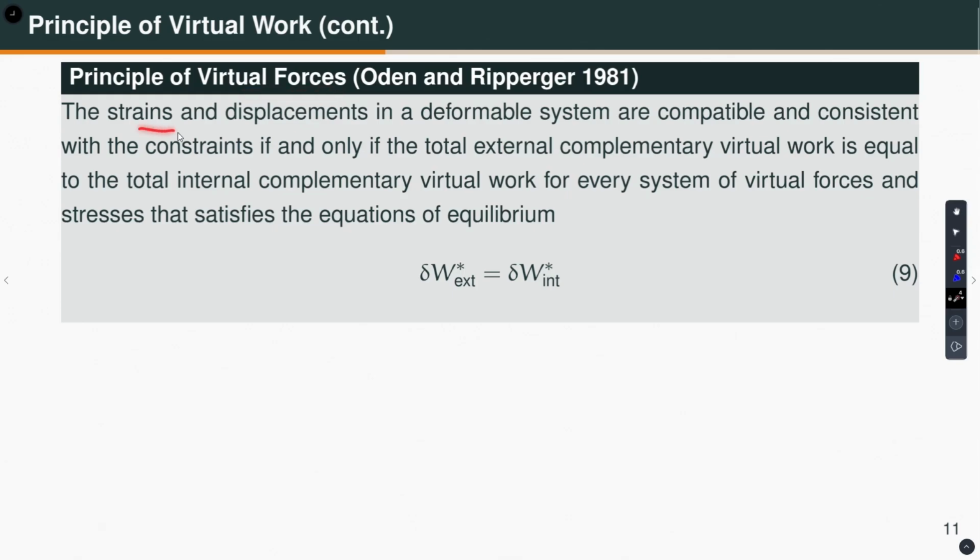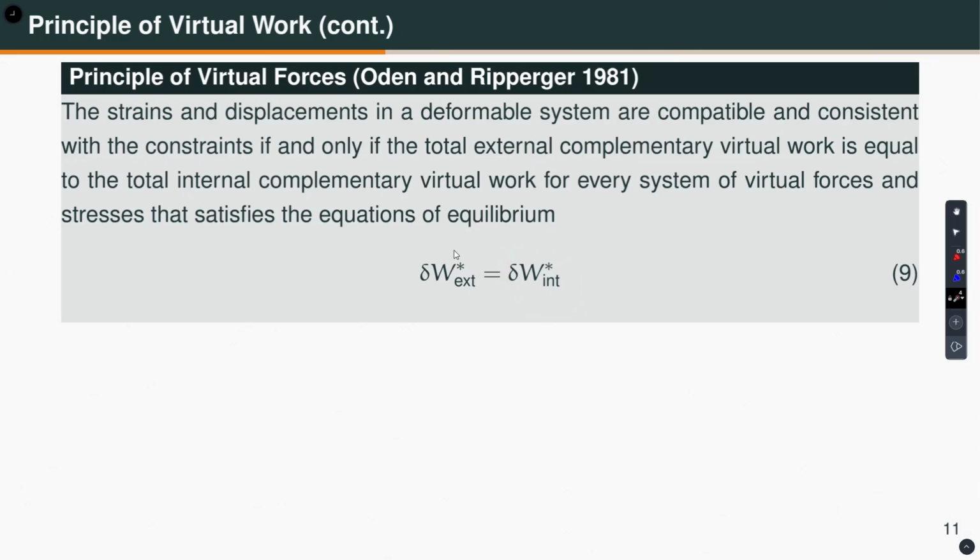It says the strains and displacements in a deformable system are compatible and consistent with the constraints if and only if the total external complementary virtual work is equal to the total internal complementary virtual work for every system of virtual forces and stresses that satisfies the equations of equilibrium.